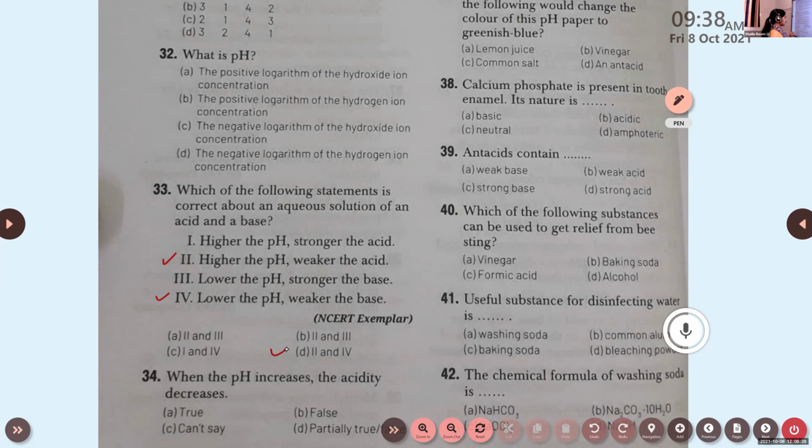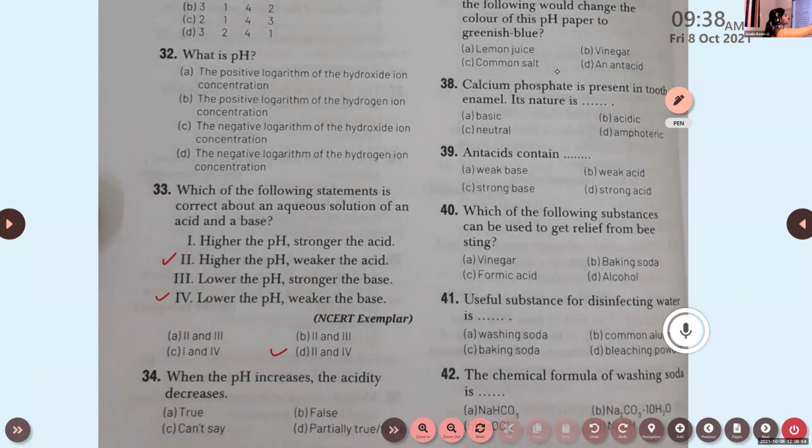Higher the pH, weaker the acid. Then lower the pH, weaker the base. Do not get confused. Here the pH range starts from 0 to 14. 7 is neutral. Then 0 to 7 is acidic, and 7 to 14 is basic. Near 0, they are strong acids. Near 7, they are weak acids. Then in the case of bases, near 7, they are weak bases. Near 14, they are strong bases.